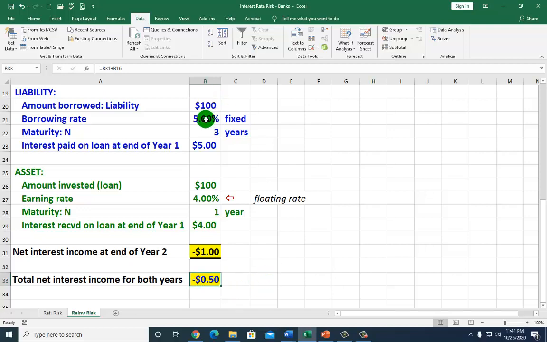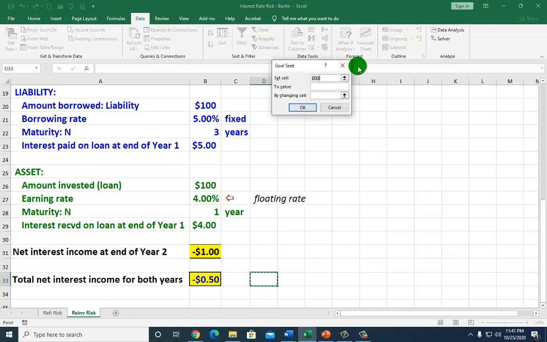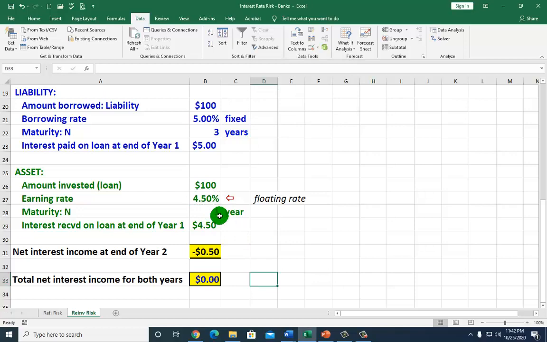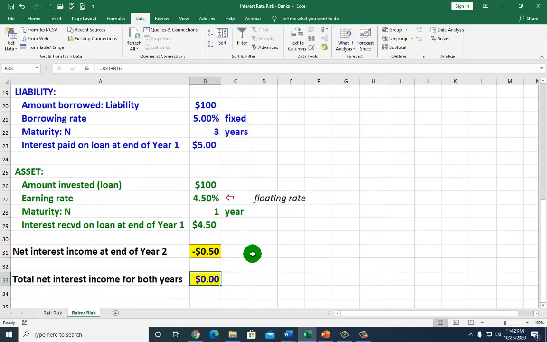Question, what's the break-even earning rate? So let's do another What-If. Let's go to Data, then What-If, Goal Seek. Let's click on this cumulative profit cell and set it to 0, by changing the earning rate, which is the floating rate right there. So okay and okay. At 4.5%, we're going to lose exactly how much we would have made in the first year, bringing our cumulative profit to 0.